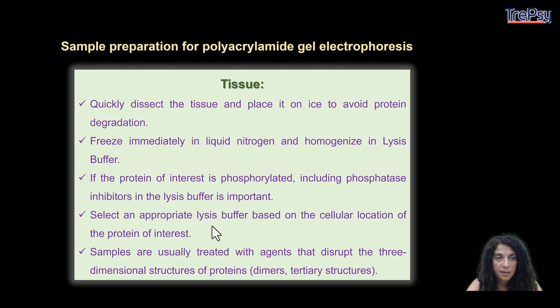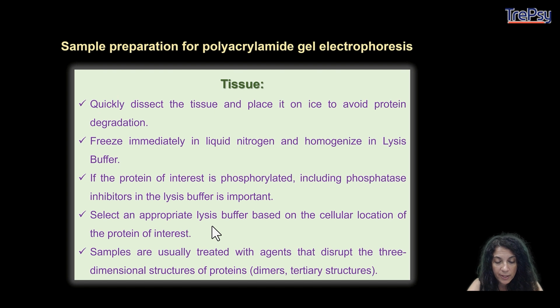It's very important to select an appropriate lysis buffer based on the cellular location of the protein of interest. Because if you have a protein in the nucleus, it's different than if you have the protein in the membrane. It's easier to extract a protein from the membrane than from the nucleus.